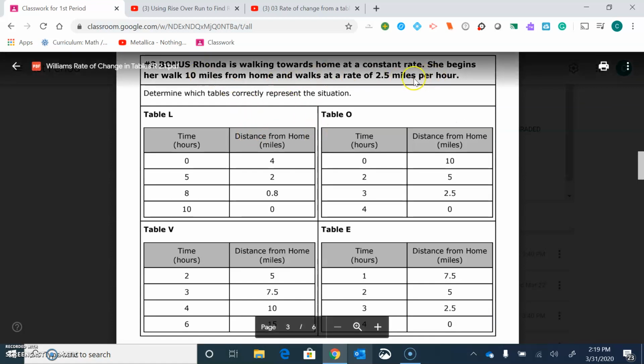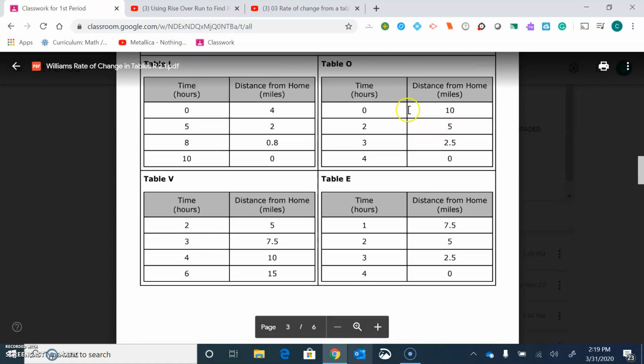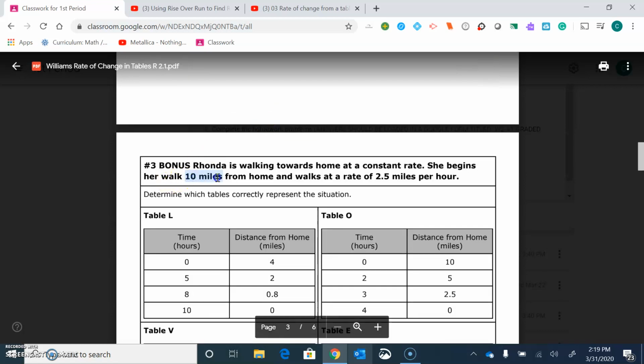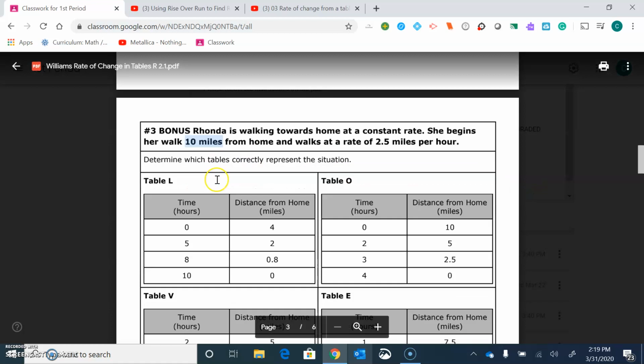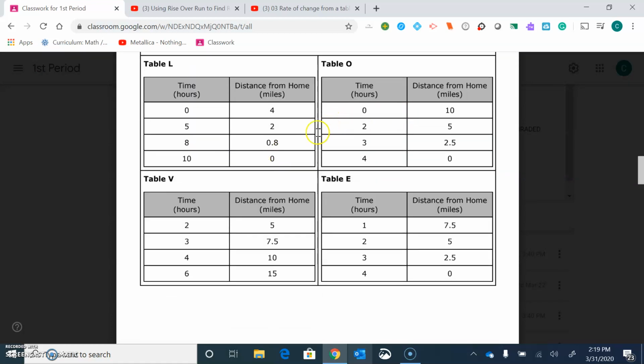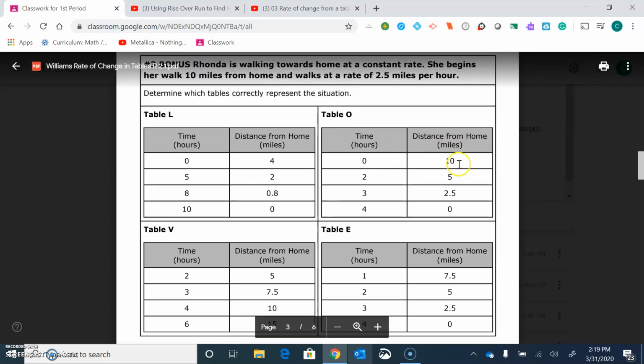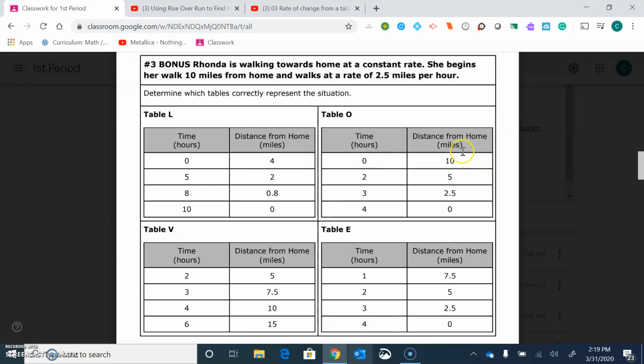So this one's a tad bit different. 2.5 miles per hour, as I stated in the office hours. The first thing is she begins at 10 miles from home. So at 0 hours, she needs to be 10 miles from home, and the only one that makes sense in that situation is this one. Now she's walking towards her home, so it's a negative correlation, because the distance from her home is getting smaller the closer she gets to her house.